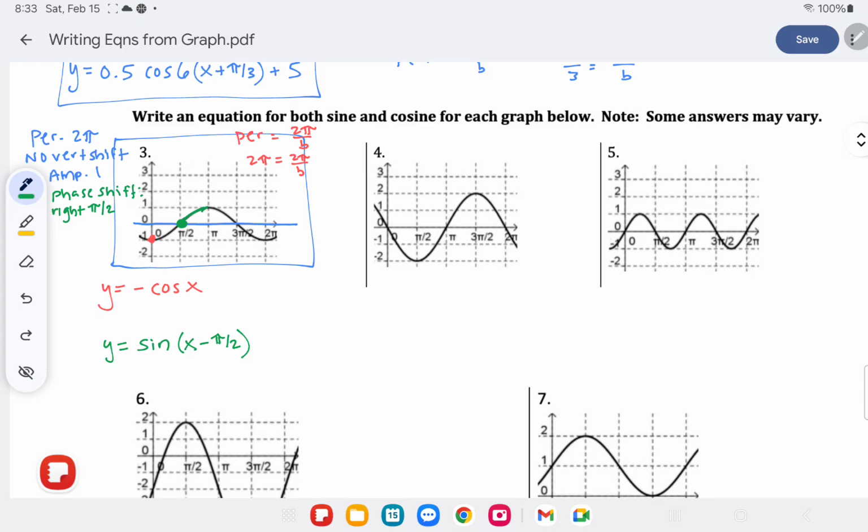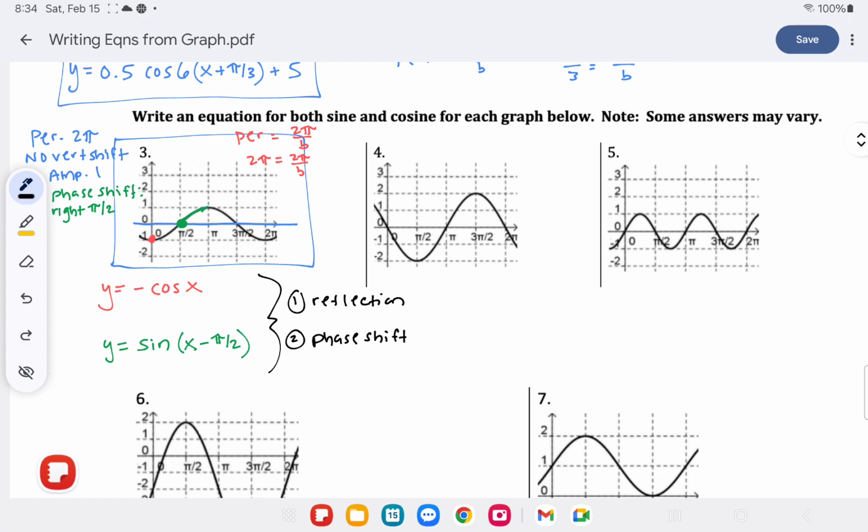The only two things that might change between a cosine function and a sine function, the only two things you really have to pay attention to, is one, one could have a reflection and one could not, or they both could have reflections, or neither one could have a reflection, depending on where you're starting from. And two, the phase shift might change. Other than that, all the other information will stay the same. The vertical shift will stay the same because the midline will stay the same. Same with amplitude, and same with the b.